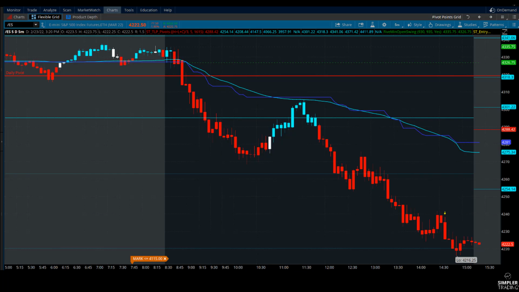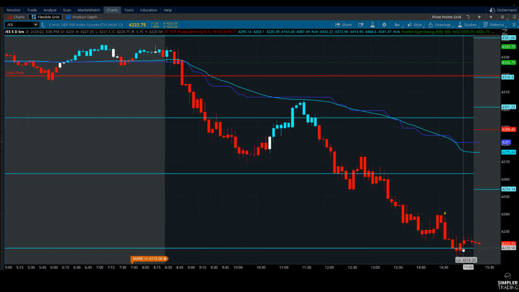Big day in the S&Ps today. My goodness. Start here at 43.35. Big break. Retrace to mid VWAP, session mid VWAP, and then continue 100 lower from the morning highs.